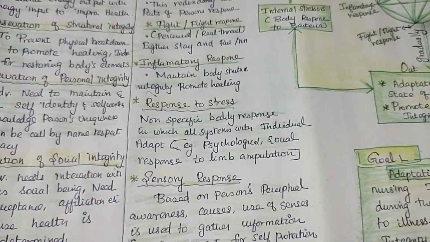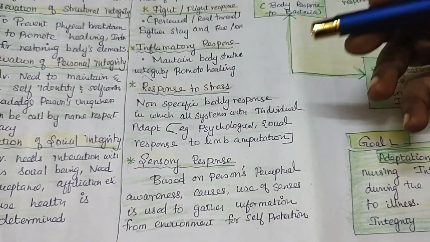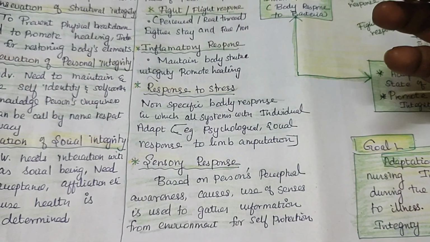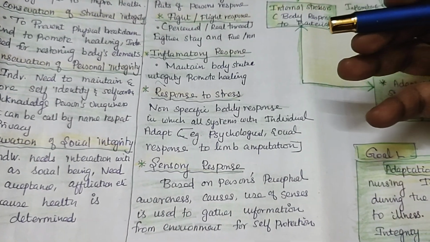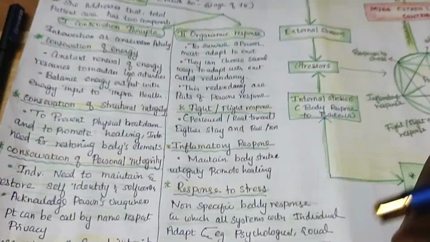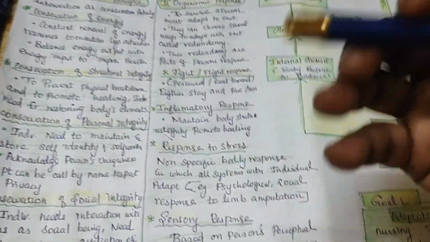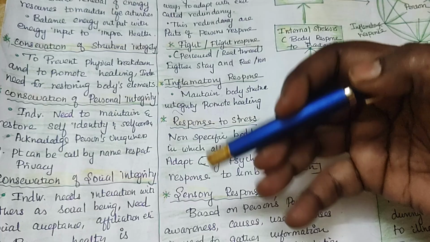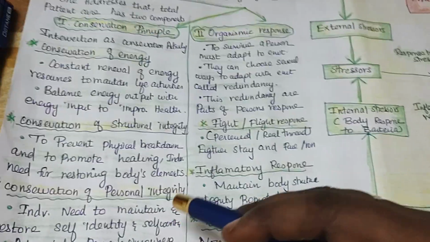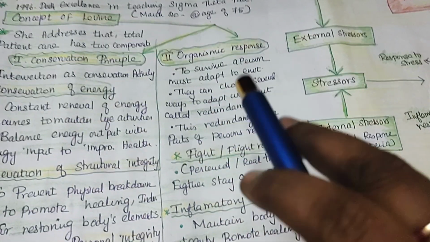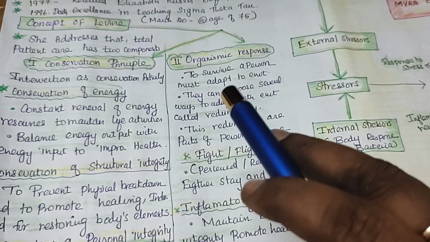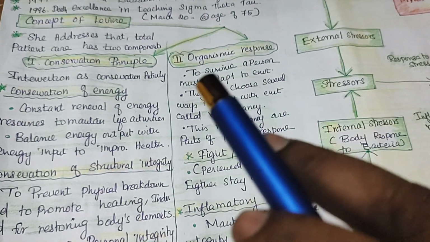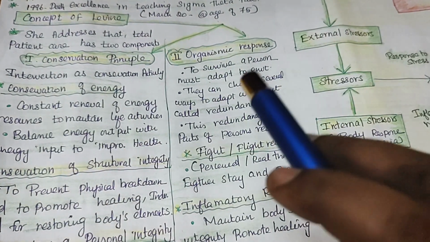Then the sensory response, which is based on the person's perceptual awareness, how he uses his senses to gather information from the environment and how he perceives the environment. All of this matters for the nurse giving care. So the nurse has to remember these two things while giving care; total patient care has only two components.